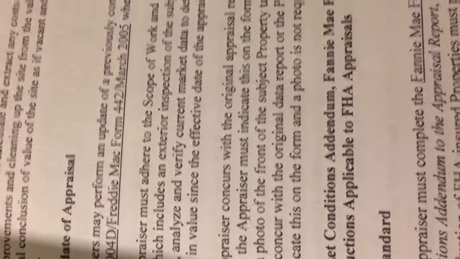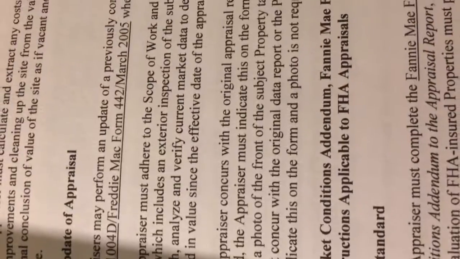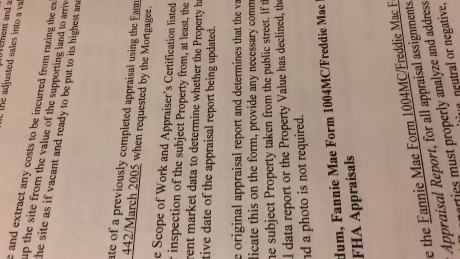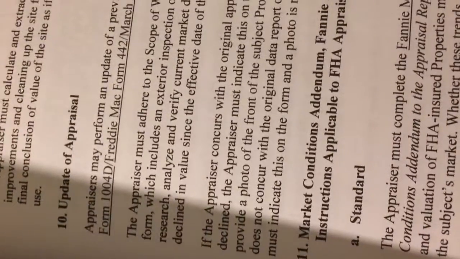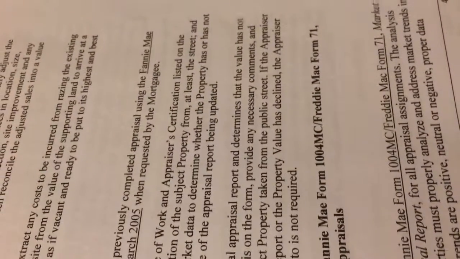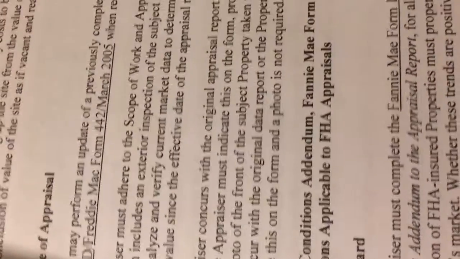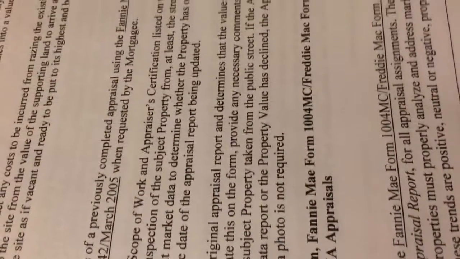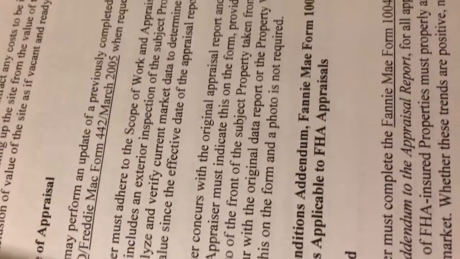If the appraiser concurs with the original appraisal report and determines that the value has not declined, the appraiser must indicate this on the form, provide any necessary comments, and provide a photo of the front of the subject property taken from the public street. If the appraiser does not concur with the original data report or the property value has declined, the appraiser must indicate this on the form and a photo is not required.